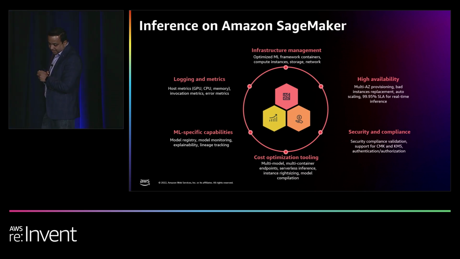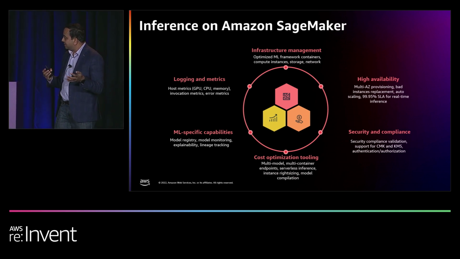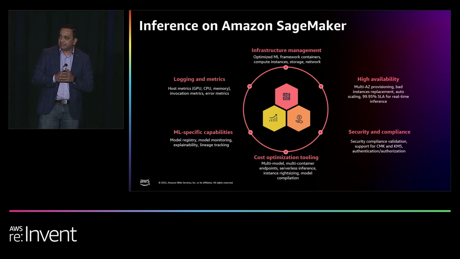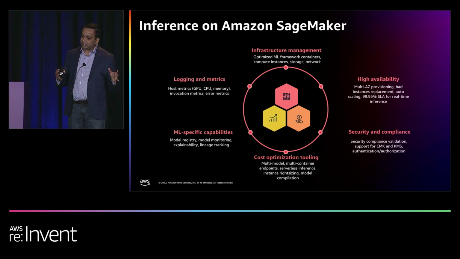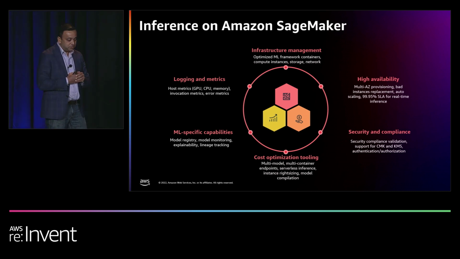Security and compliance, this gets overlooked often. Many times you will have to comply with SOC, PCI, HIPAA, FedRAMP, right? So you need resources to manage these controls. With SageMaker, you get that out of the box for the infrastructure. It's a shared responsibility where we give you compliance for the infrastructure, and you also get tools to comply with, say, encryption, authentication, authorization, and so forth.